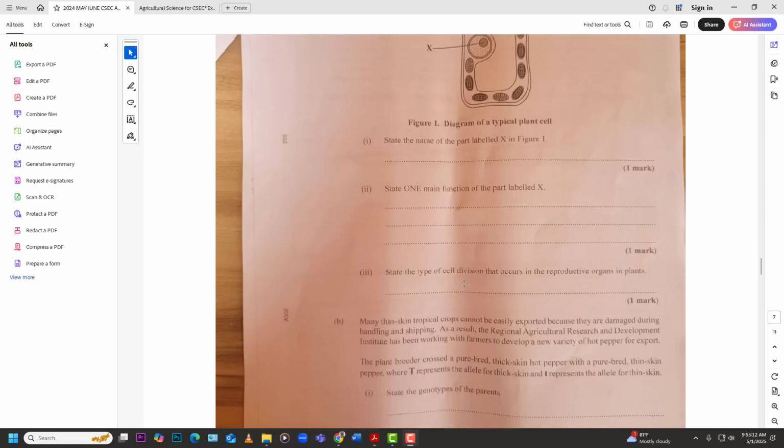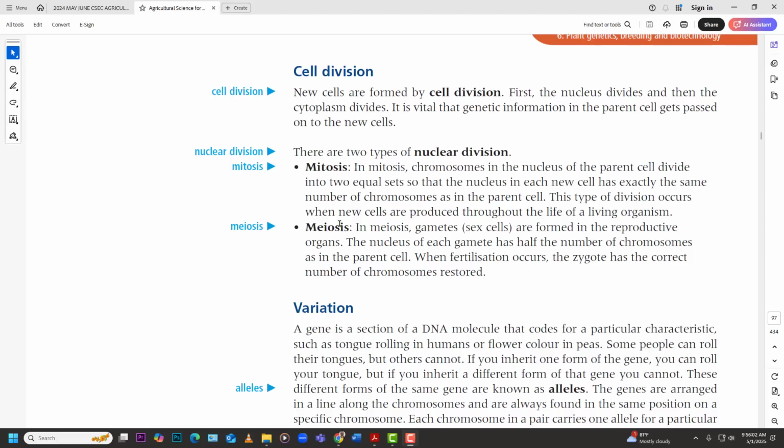All right, state the type of cell division that occurs in the reproductive organs in plants. The type of cell division. And so we have the answer outlined right here, right? In meiosis, gametes or sex cells are formed in the reproductive organ. The nucleus of each gamete has half the number of chromosomes as in the parent cell. When fertilization occurs, the zygote has the correct number of chromosomes restored.